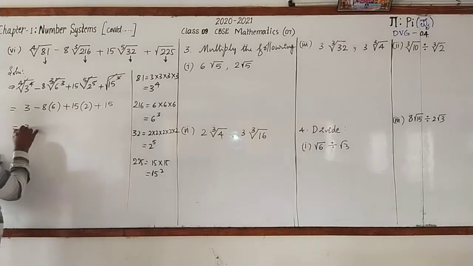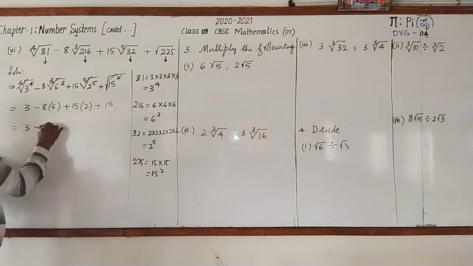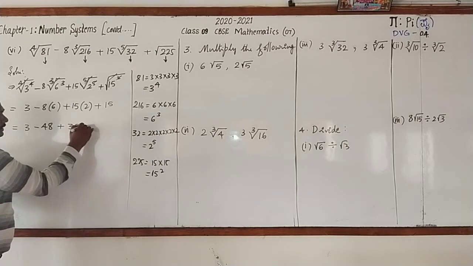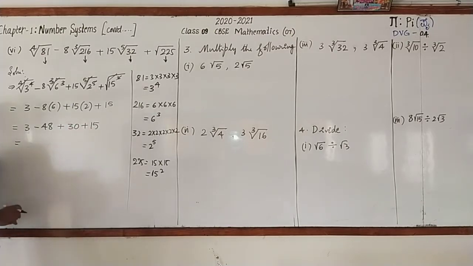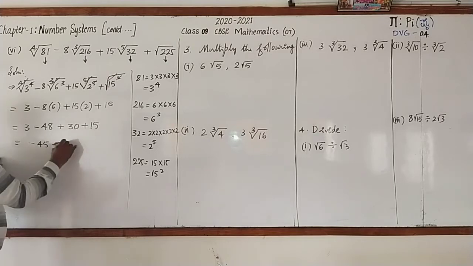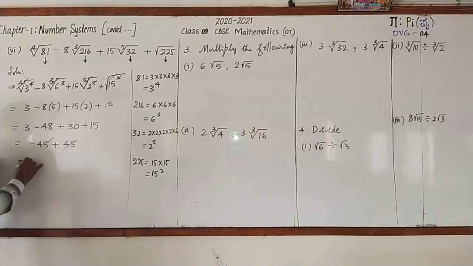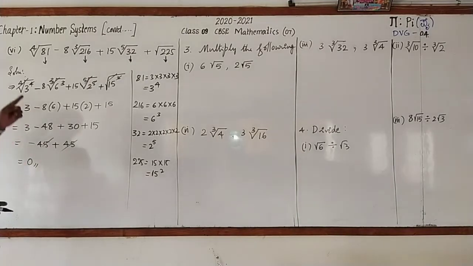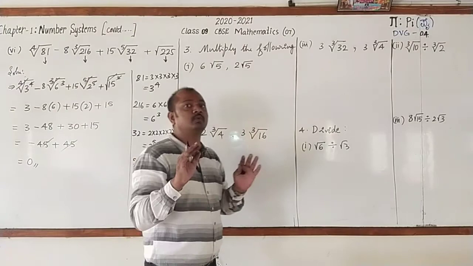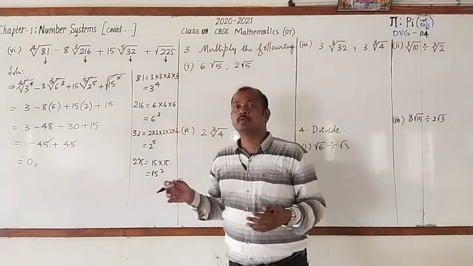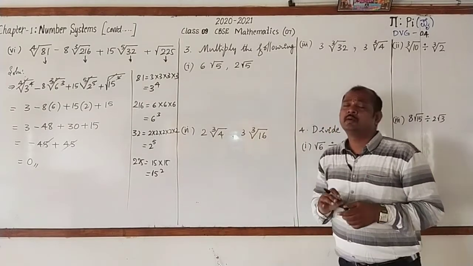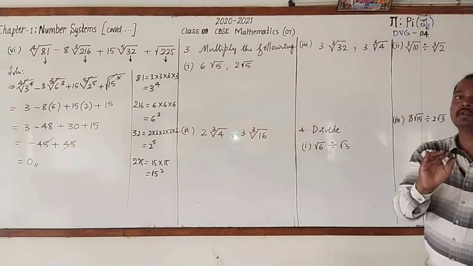Now this is equal to 3 minus, what is 8 6s? 48, plus 15 2s are 30, plus 15. It is very simple: 3 minus 48 minus 45, 30 plus 15 plus 45. These two get cancelled, the value will be 0. Clear? So important one. You might have observed that in the first 5 problems I had focused only on square root numbers. But here I have taken cube root, 4th root, 5th root as well as square root. But in your chapter, they have focused on square root of numbers.